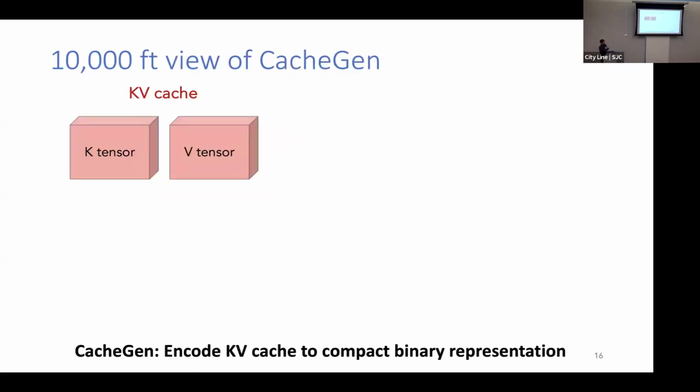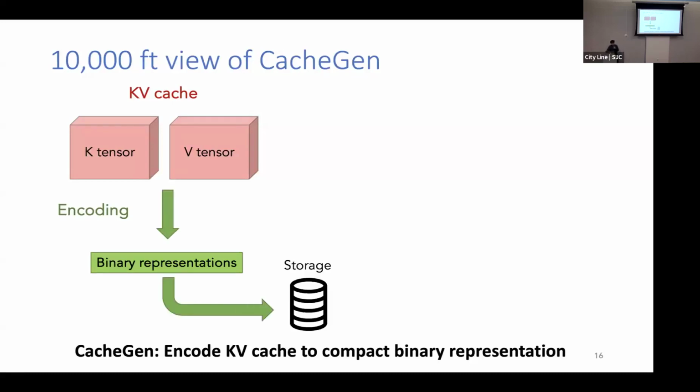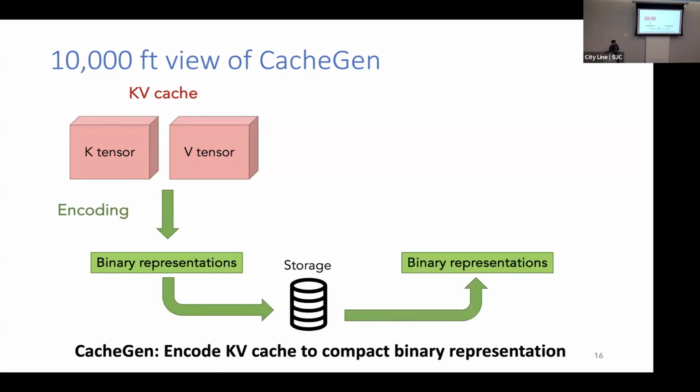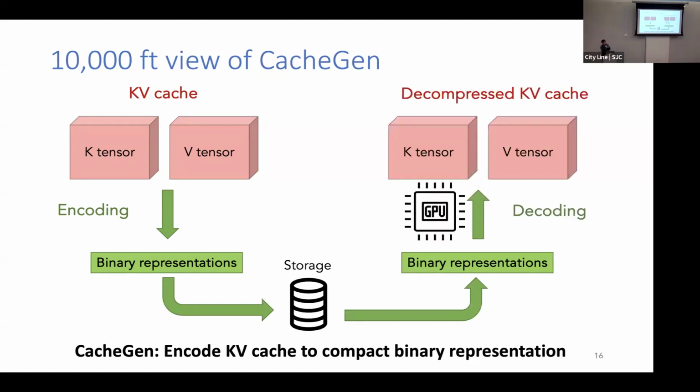Now, how to do that? This is just a high-level overview of the technique. Again, this is a more detailed view of the KV cache. You have K tensors and V tensors, and you encode them into a binary representation. The binary representation will be stored somewhere, such as S3, local SSD, or some other servers. Then when a query comes about the same KV cache, the KV cache can be reused for the new query. The binary representation will be read back into the GPU, and the GPU can decompress it into something readily usable in GPU memory.